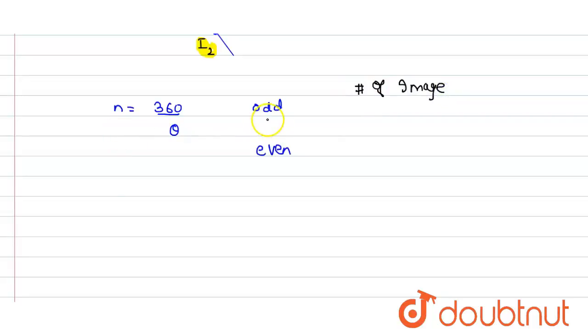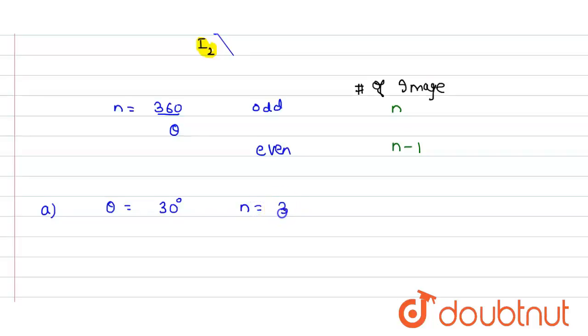If our n value comes out to be odd, then the number of images would be equal to n, that is the division which we got. Now if this number n turns out to be even, then the number of images would be n minus 1. Now in this case, we know that angle theta is given to be 30 degrees. So what is the value of n?